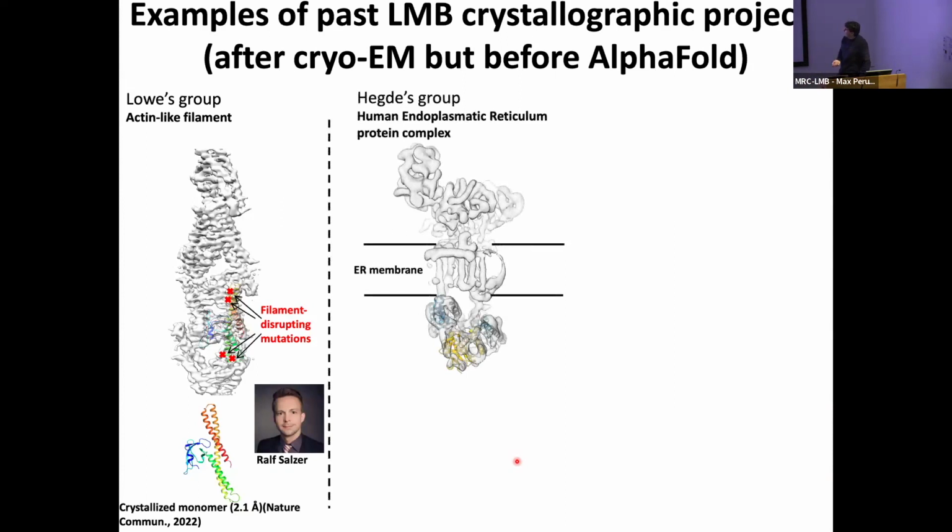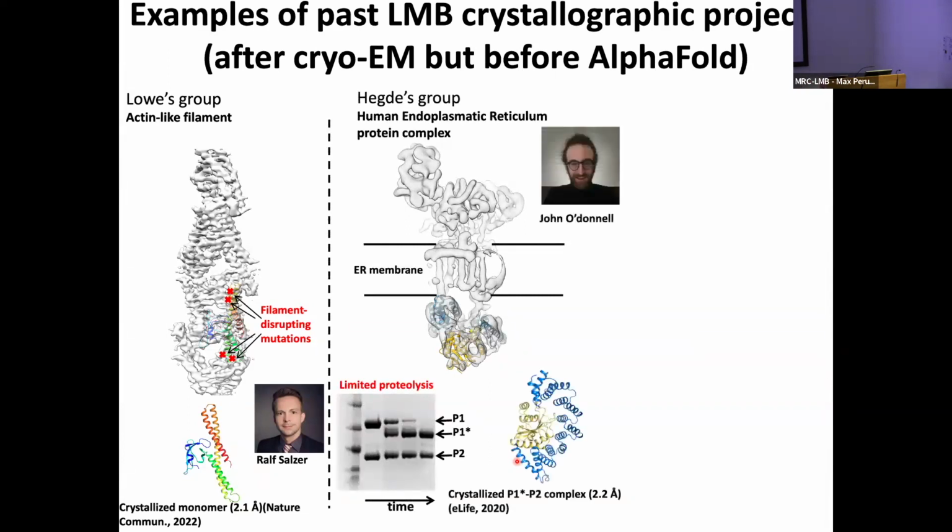Again, here, this was with the egg group. They had this beautiful map of this ER membrane protein, but they couldn't build inside here. The resolution was just too low. So with a limited proteolysis experiment, we were able to crystallize just this bit and solve it to high resolution. With John, who did a great job, you could plug it in, and they published.